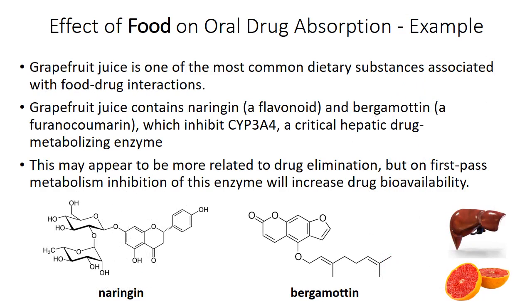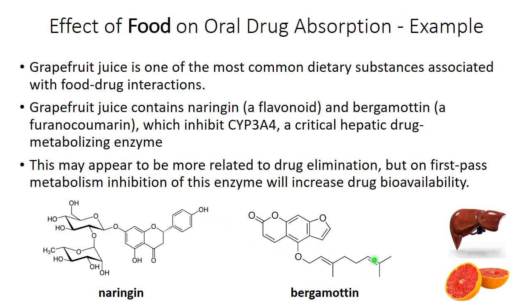And I think I said that I would cover this later on, but what I meant was that all the drug metabolism will be covered in a separate lecture. I just want to focus briefly on the effects of grapefruit juice. Grapefruit juice is one of the most common dietary substances associated with food-drug interactions. It contains naringin, which is a flavonoid, and bergamottin, that's my best pronunciation, I suppose.